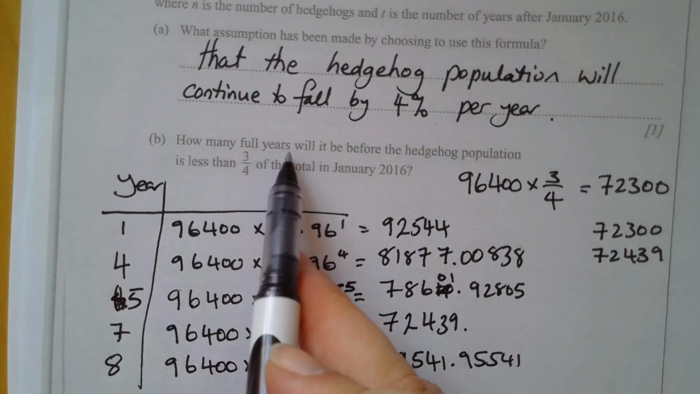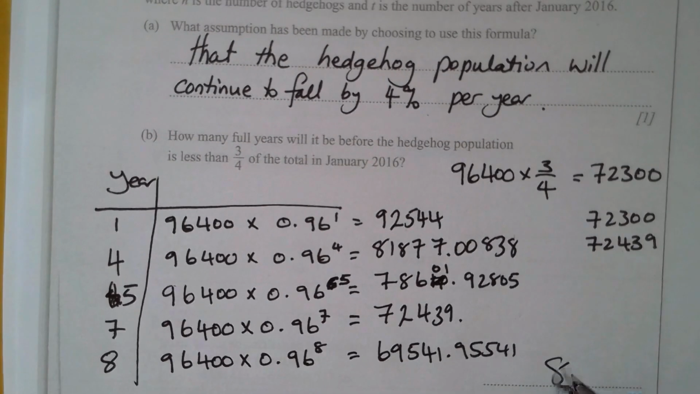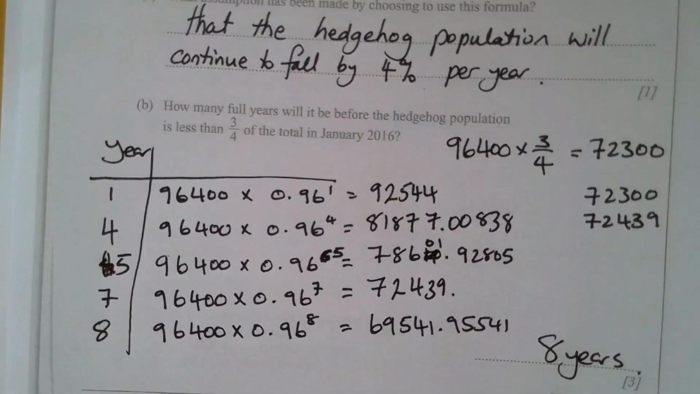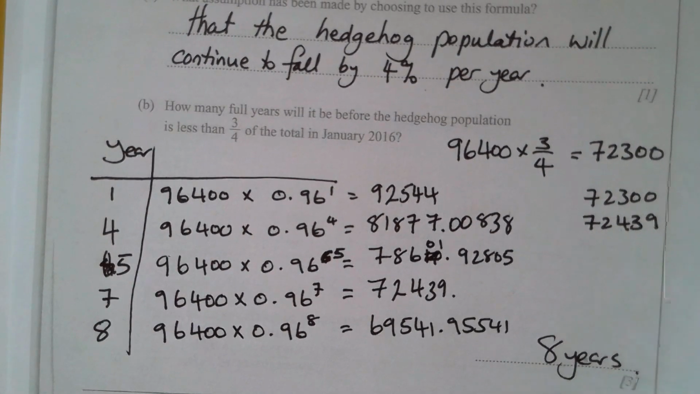How many full years will it be? Well, it's 8. Be careful when you're labelling it. Make sure that you know what year you're looking at. The answer is 8 years for 4 marks. The whole of that question was 4 marks.